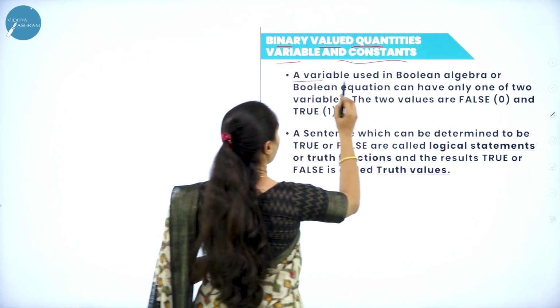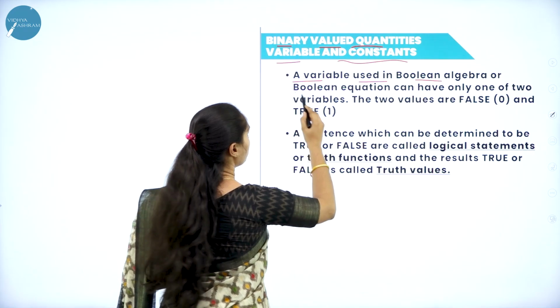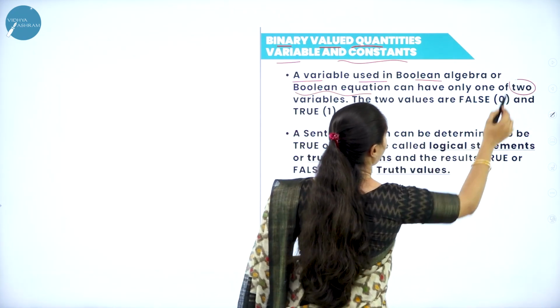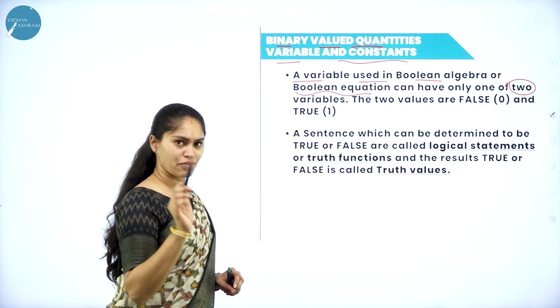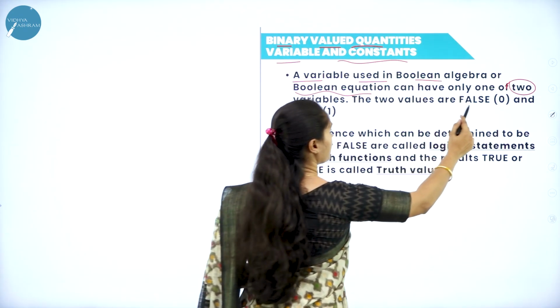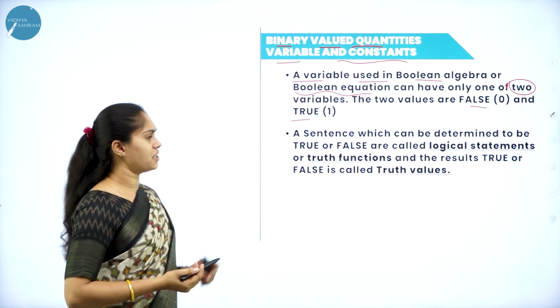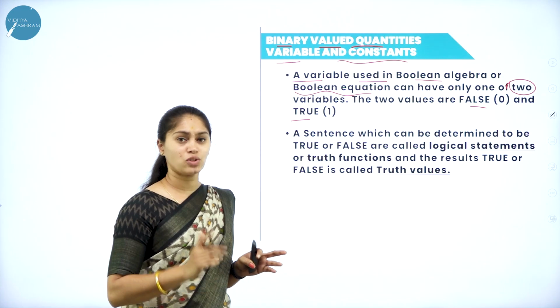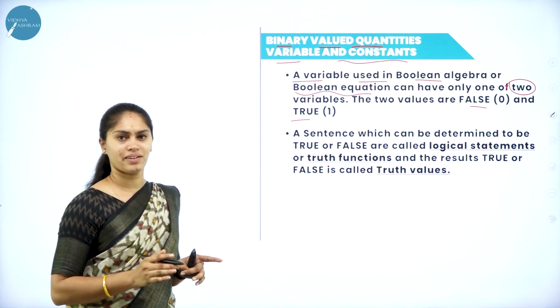A variable used in Boolean algebra or a Boolean equation can have only two values. What are the two values it will include? One is false and another one is true. So if it is 0, as I told, it will be false. If it is 1, that is true. So a variable is dealing with only two values, one is 0 and another one is 1.